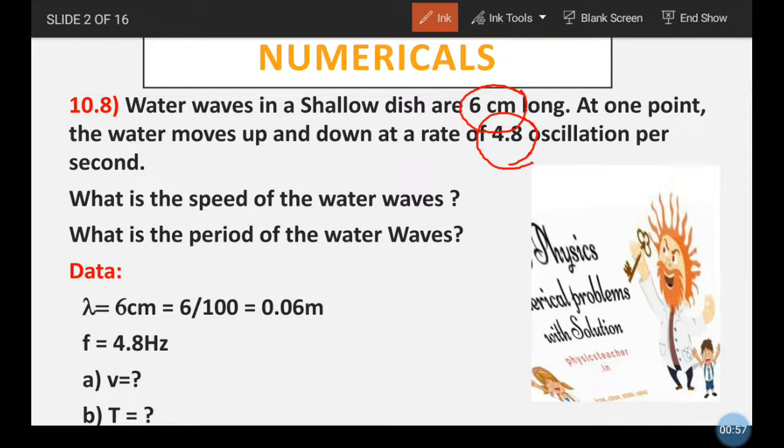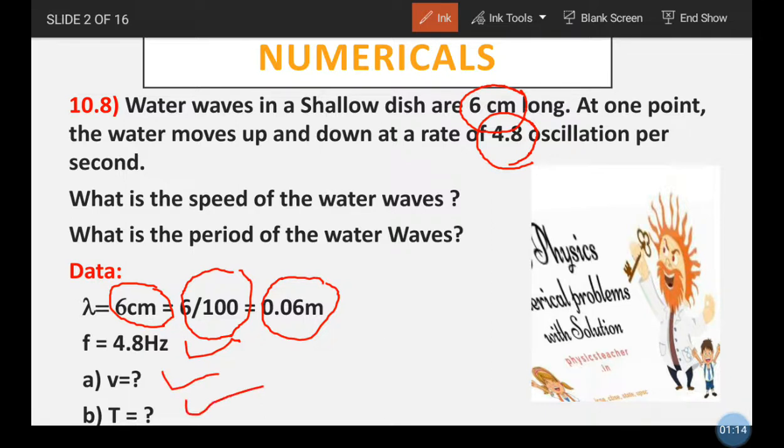So here we have the data. Wavelength is equal to 6 centimeter. We will convert it into meter by dividing this value by 100, which is equal to 0.06 meter. We have frequency 4.8 hertz. We have to find the speed, and then finally we will find the time period of the waves.